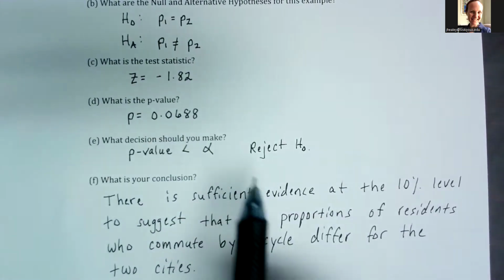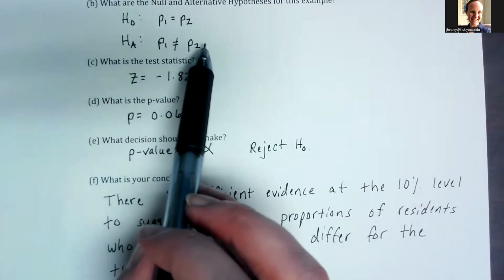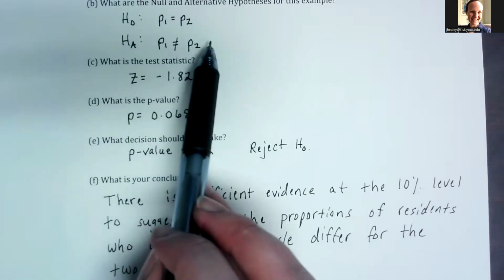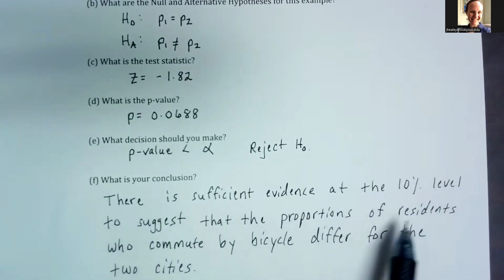Okay, so again, because we were rejecting the null hypothesis, we come up here to the alternative hypothesis and we say there is sufficient evidence to suggest that there's a difference between these two proportions. So there is sufficient evidence at the 10% level to suggest that the proportions of residents who commute by bicycle differ for the two cities.